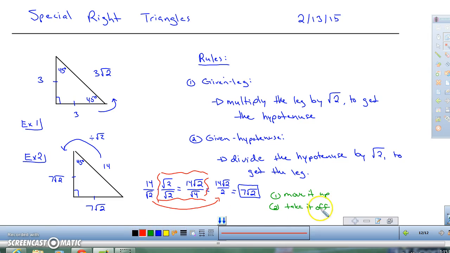So in our example, we went from 14 radical 2, and what it would look like in real time would be 14 radical 2 over 2. Move it up and take it off.